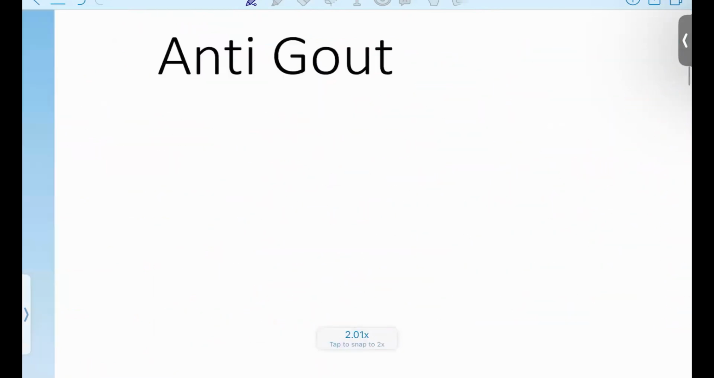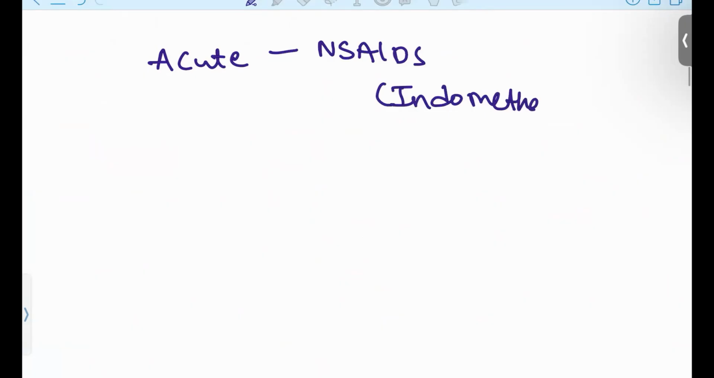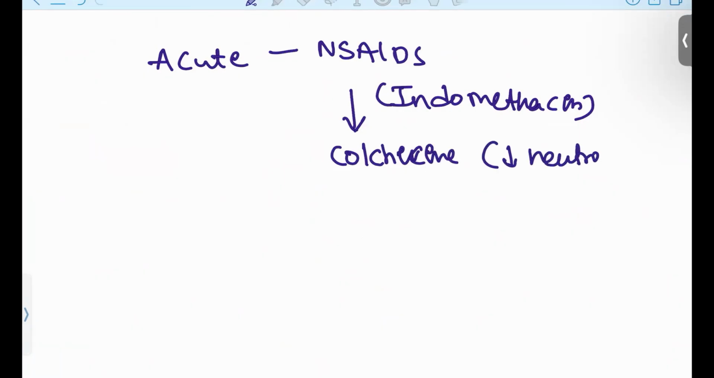And coming to the drug of choice for each patient. In acute gout patients, you can start the patients on NSAIDs like indomethacin. Okay. And if it is not controlled, then go for colchicine. This colchicine drug will decrease the neutrophil migration. So inflammation will likely be decreased in this patient.